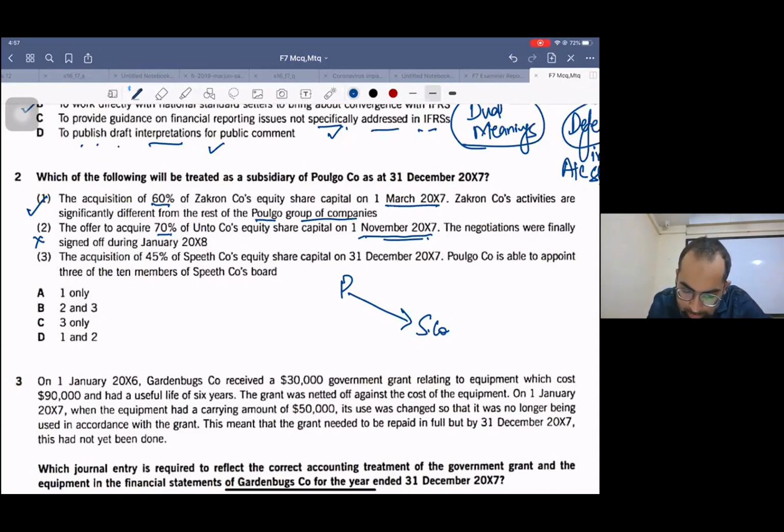The acquisition of 45% of Speed's company equity share capital on 31st December X7. Polgo is able to appoint only 3 of the 10 members. It's just significant influence. It's not control. It's an associate, not your control.